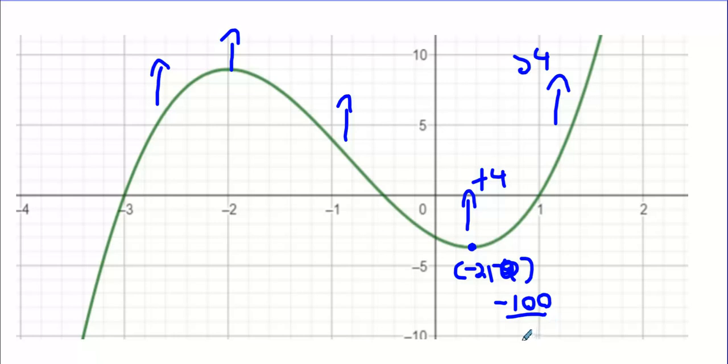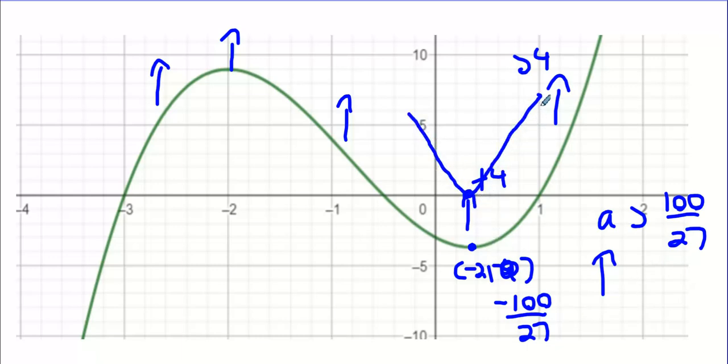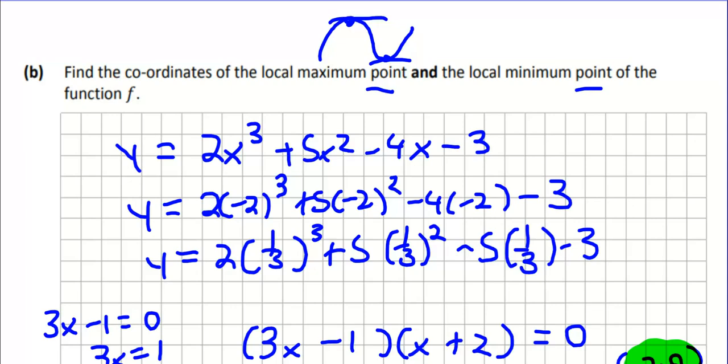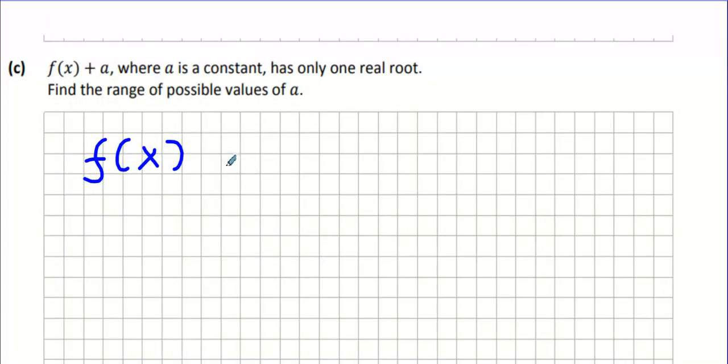100 over 27. So what I'm going to do is add a number bigger than 100 over 27, because that will send the minimum point above the x-axis, and therefore it'll only have 1 root. You actually got that? You understand it? Cool. So the answer is the range of values: any a value above 100 over 27.